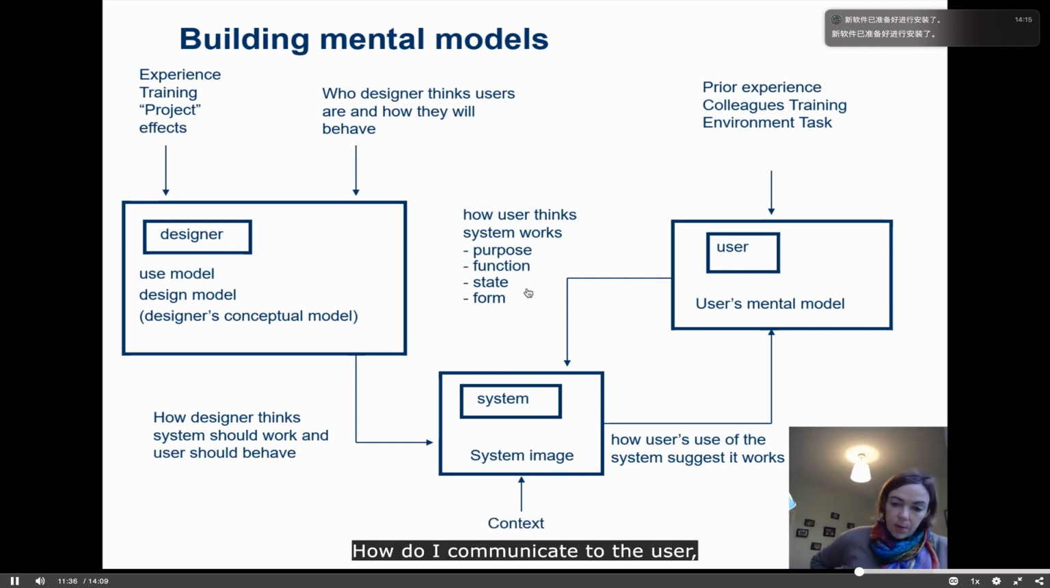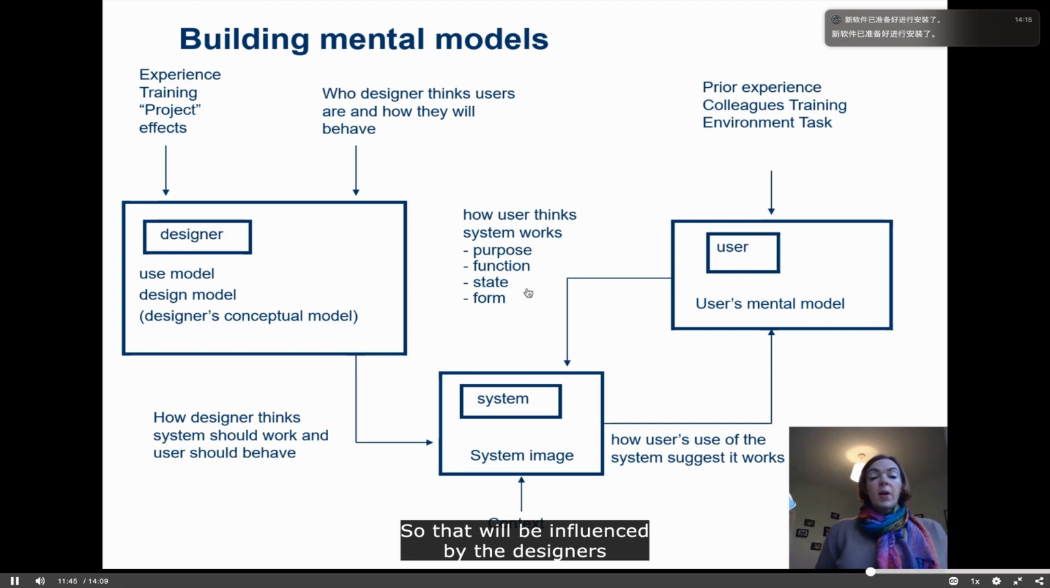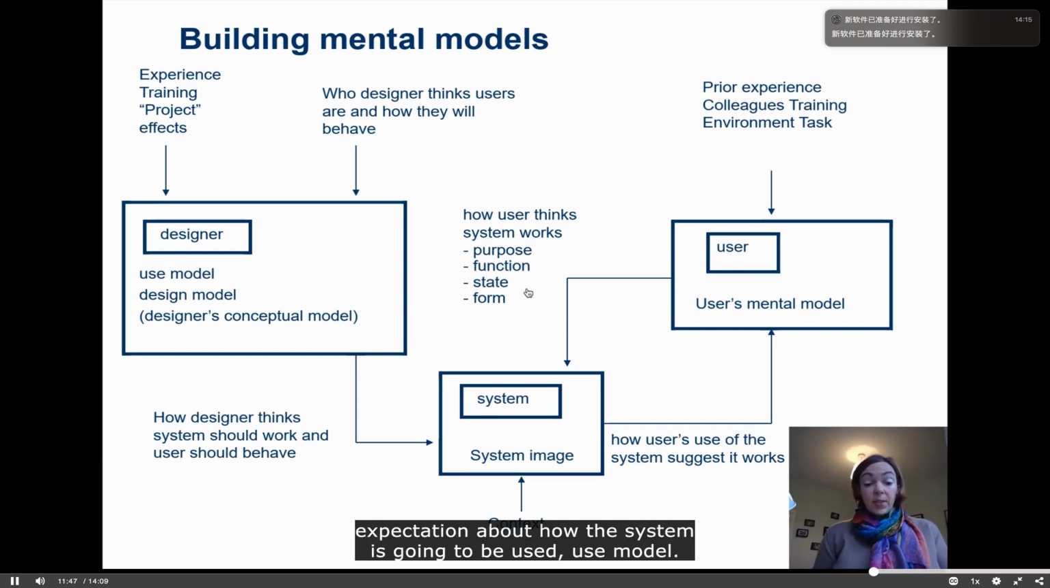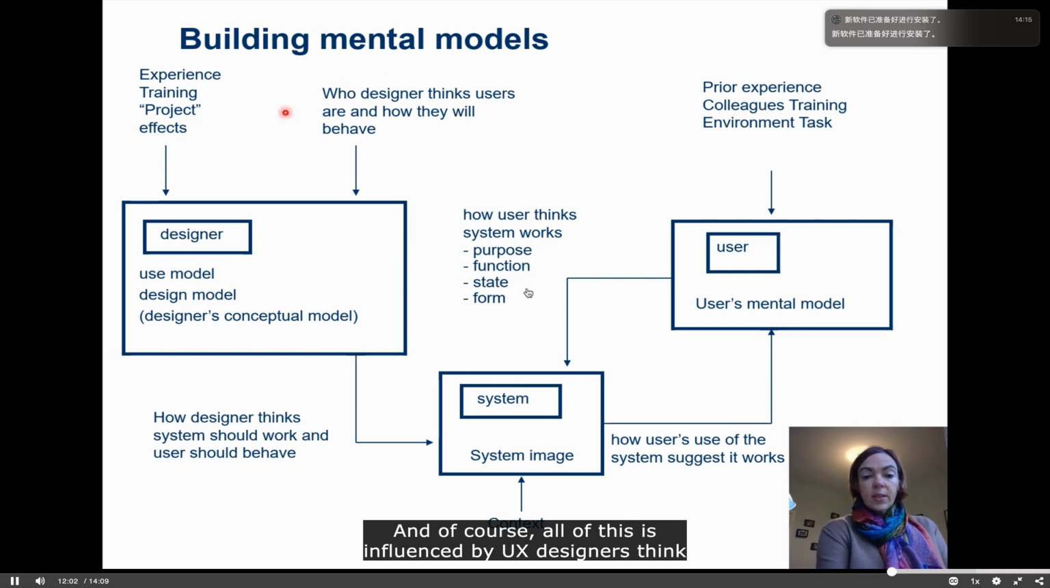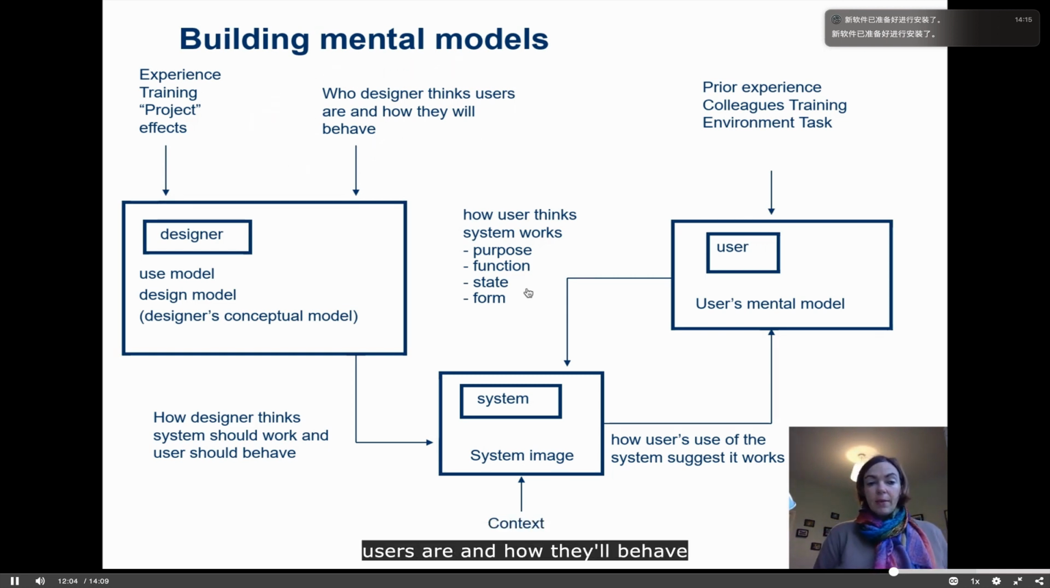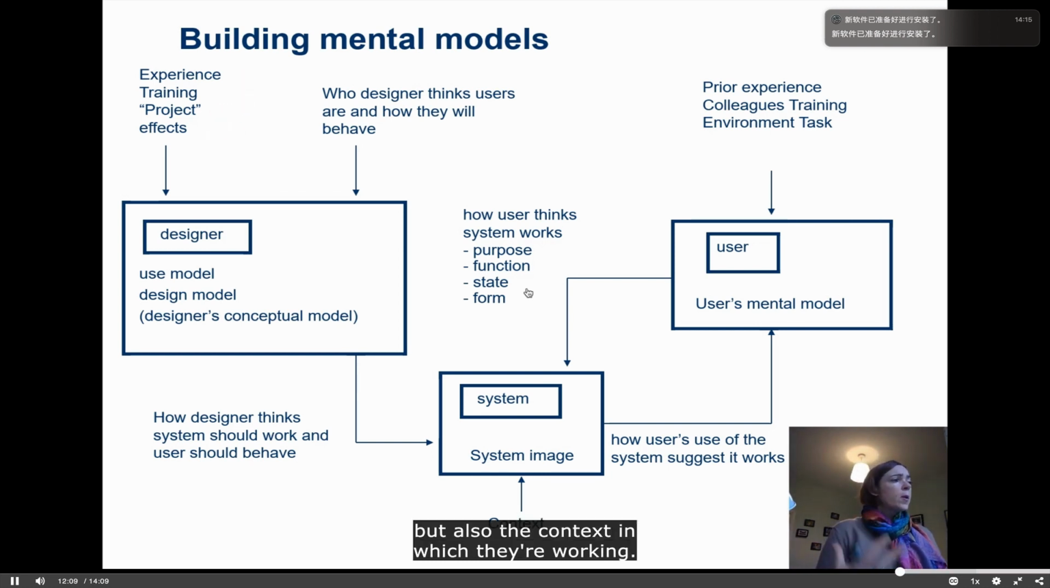How do I communicate to the user the current state of the system and the extent to which the system is working effectively? So that will be influenced by the designer's expectation about how the system is going to be used, the use model, and they will form a design model that influences how the system image is created. And of course, all of this is influenced by who designers think users are and how they'll behave, and their experience and training, but also the context in which they're working.